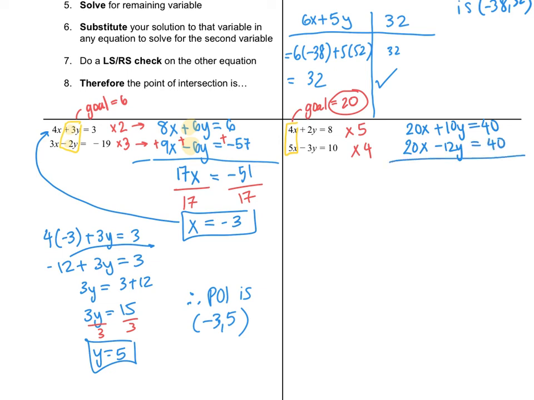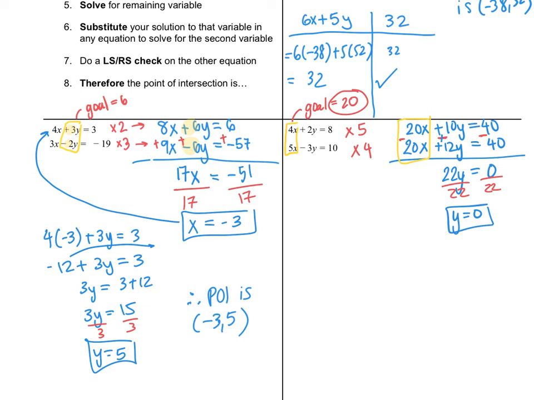Okay, I'm looking at the 20x's. They're both positive, so subtraction would be the way to go because 20 subtract 20 is 0. And I'm going to put my subtraction everywhere. So 20 minus 20 is gone. 10 minus negative 12, that becomes addition. So 10 plus 12 is 22y. 40 minus 40 is 0. And that's okay. I'll divide both sides by 22, and 0 divided by anything is 0, which means the y coordinate is 0.